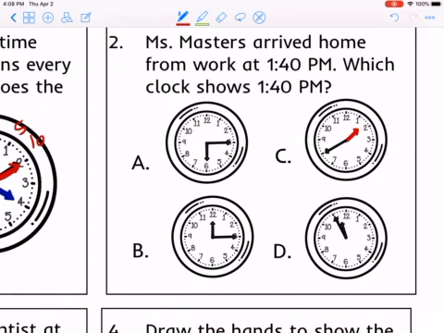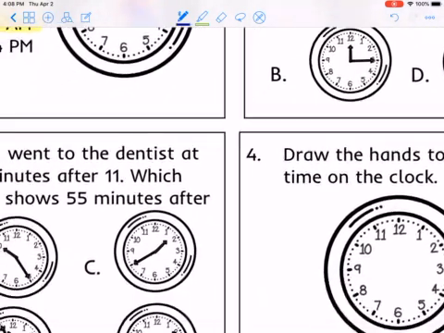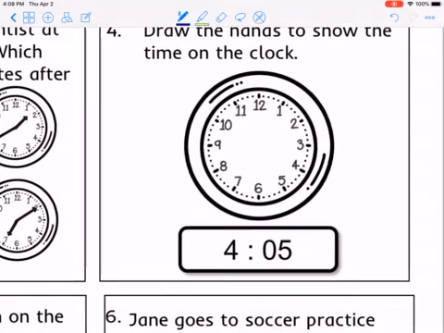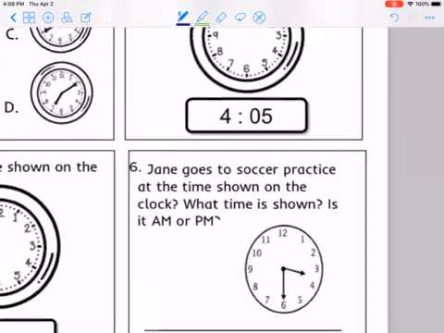That's going to be in the afternoon. So I found the clock with an hour hand that's pointing at the 1, and then the minute hand is at 5, 10, 15, 20, 25, 30, 35, 40. So there's our minute hand. So that would be that answer. But I just wanted you to think about when the time was. Let's see. Oh, here's another one.